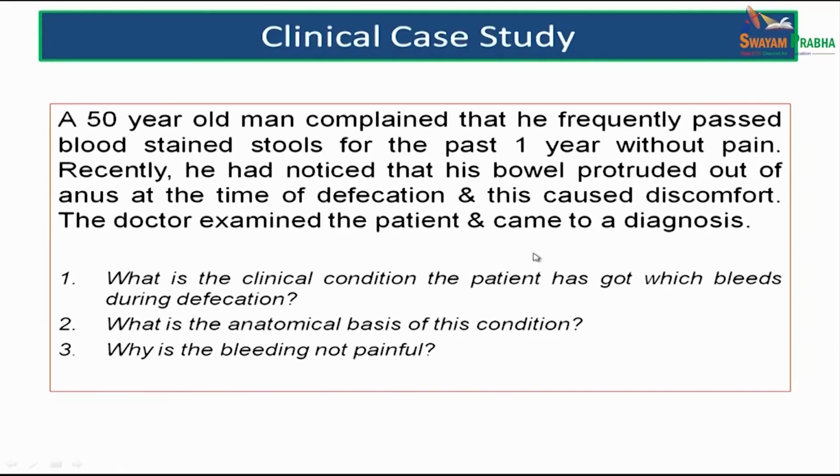Let us begin this lecture with a clinical case study. A 50-year-old man complained that he frequently passed blood-stained stools for the past 1 year without pain. Recently, he had noticed that his bowel protruded out of the anus at the time of defecation, and this caused discomfort. The doctor examined the patient and came to a diagnosis.